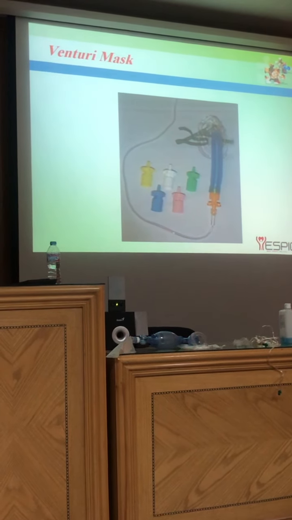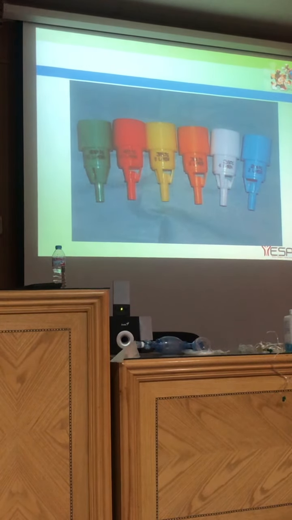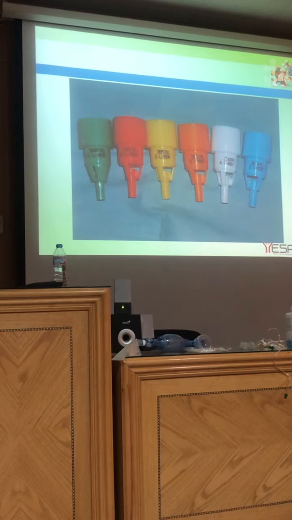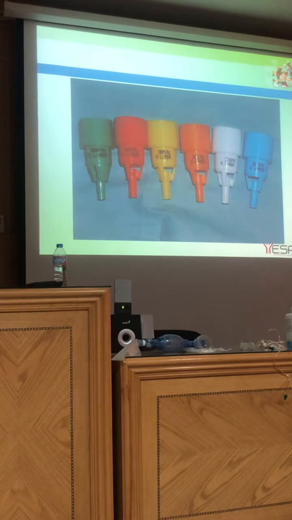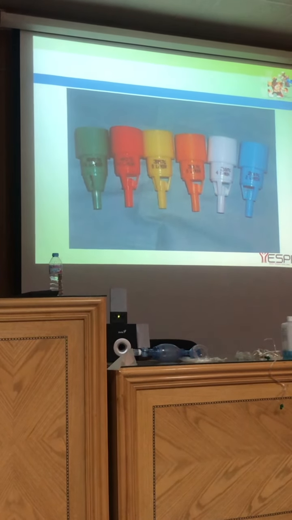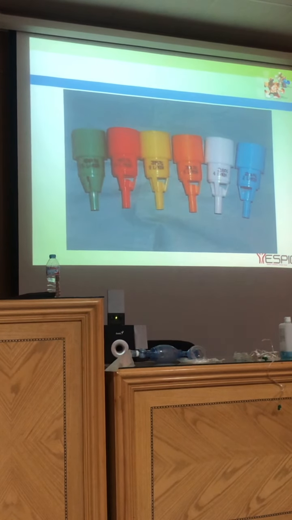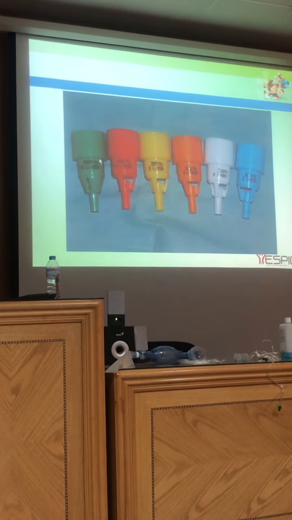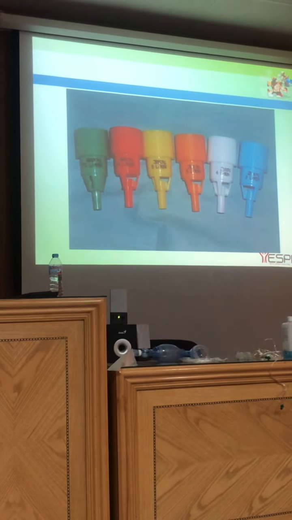Then we can use the Venturi mask. What is the Venturi? It is a plastic piece which gives oxygen with different concentrations according to the indication. For example, the green one gives 60% oxygen, the red 40%, and so on. So I will choose the right piece according to my indication.